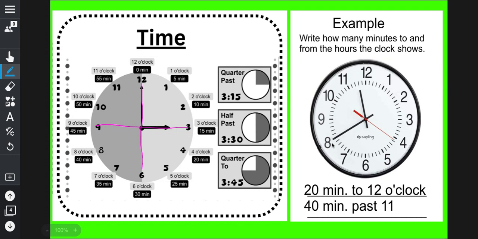If we go around the clock, we go all the way from the 12 to the 8, that is 40 minutes. So we are 40 minutes past the other hour that our hour hand is between. So we are past 11 o'clock. So we're 40 minutes past 11 o'clock. So we can write our to and from.